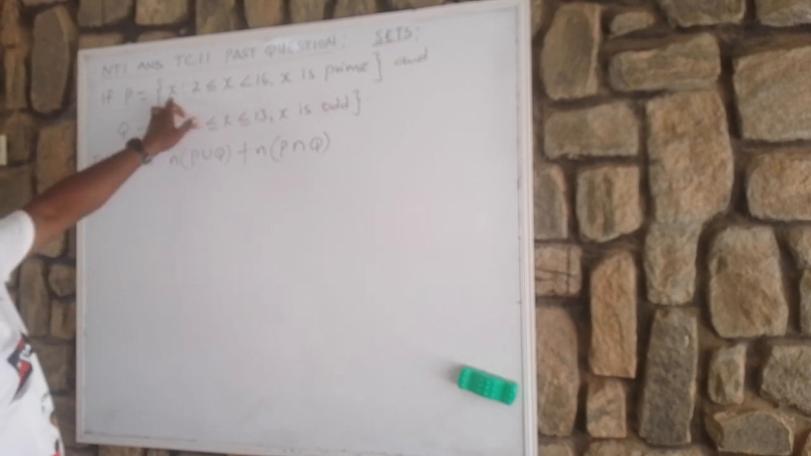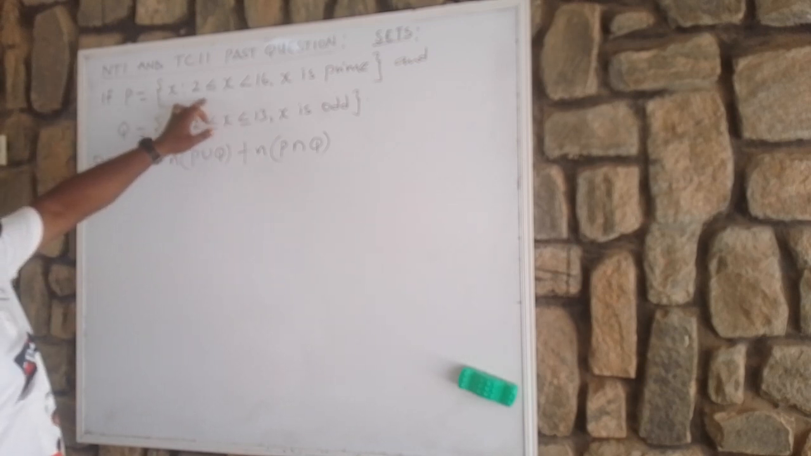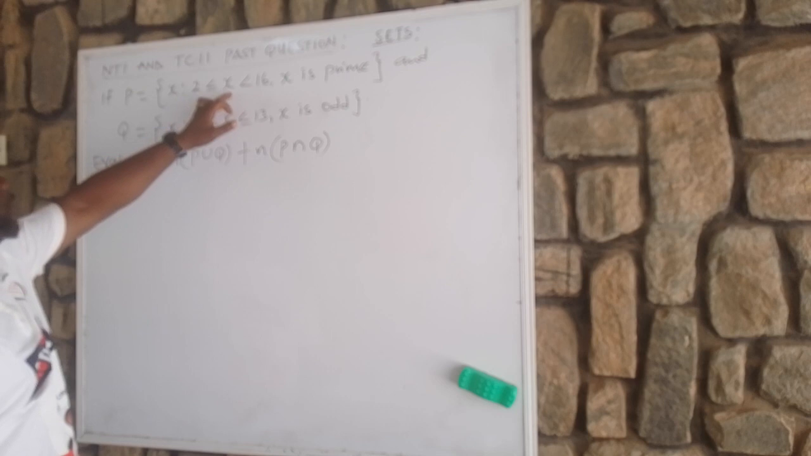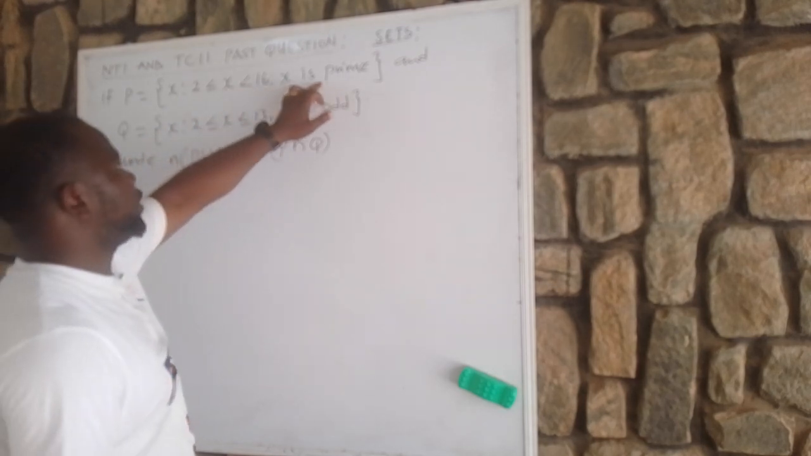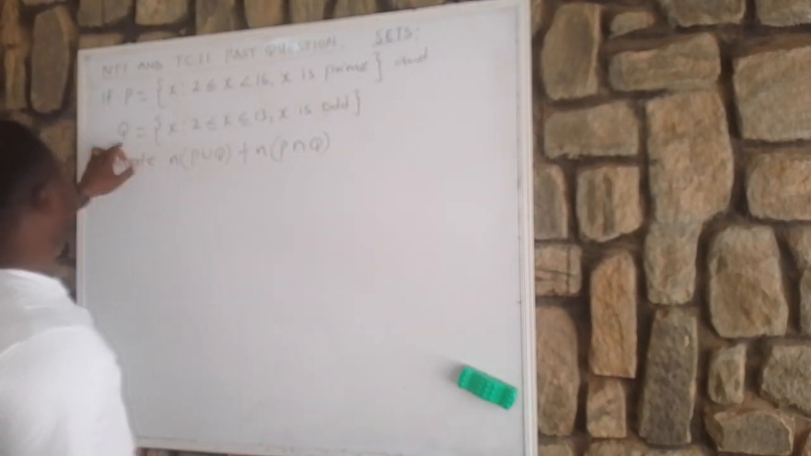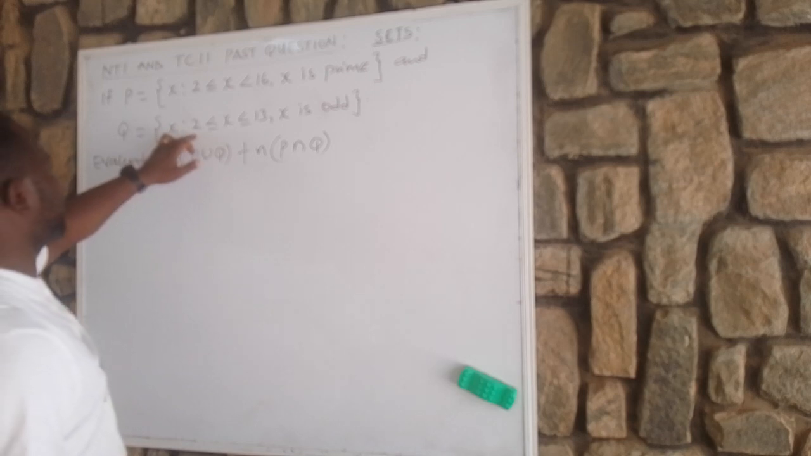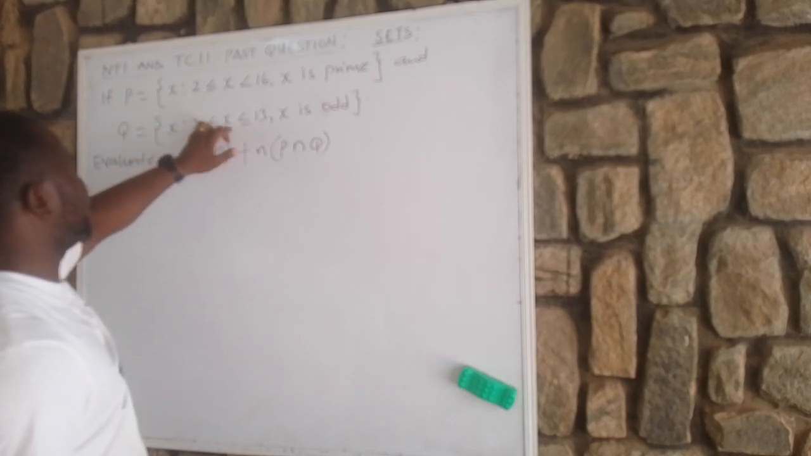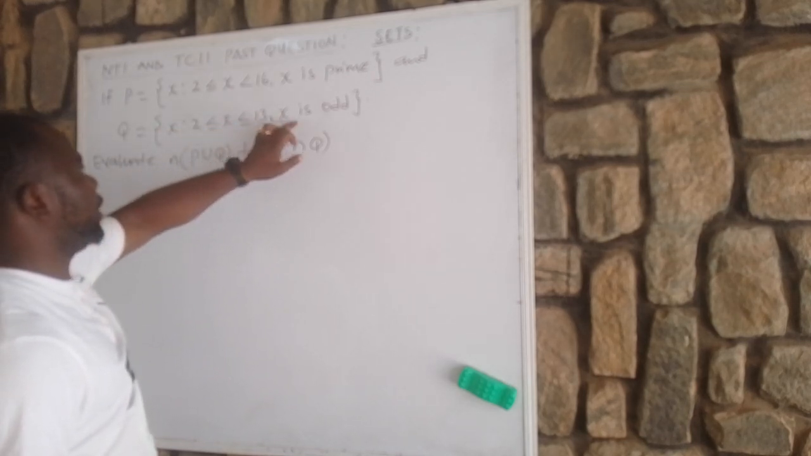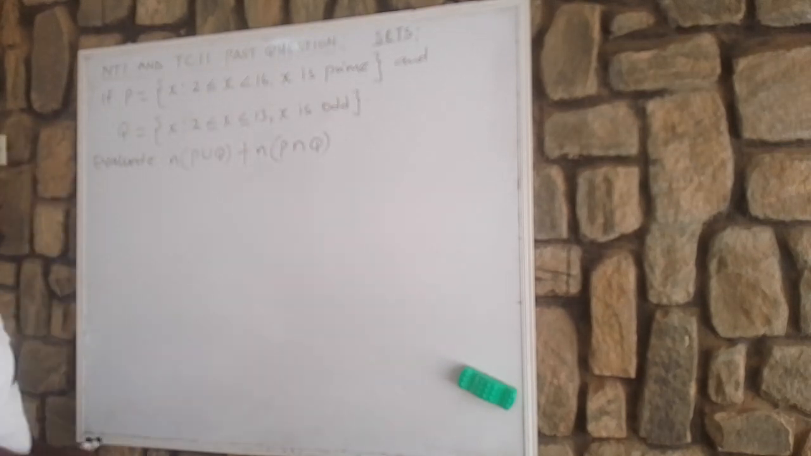Here is the question. If P is equal to {X such that 2 ≤ X < 16, X is prime}, and Q is equal to {X such that 2 ≤ X ≤ 13, X is odd}. It's as simple as ABC.